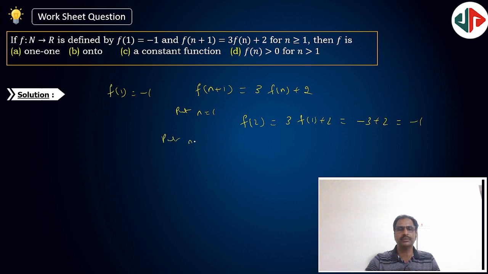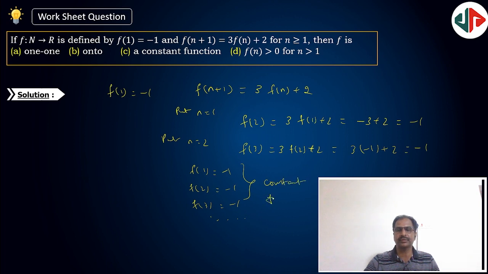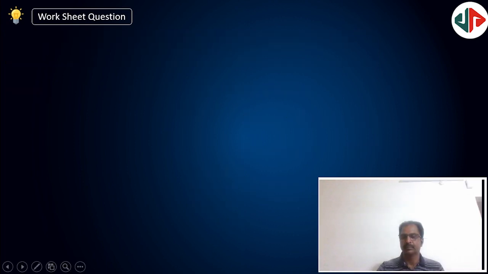Now put n equal to 2. f of 3 is equal to 3 into f of 2 plus 2. So 3 into f of 2, which is minus 1, plus 2. This is again minus 1. So I got f of 1 as minus 1, f of 2 as minus 1, f of 3 as minus 1 and so on. So f of anything is minus 1, what is that function known as? Constant function. Option C is correct.